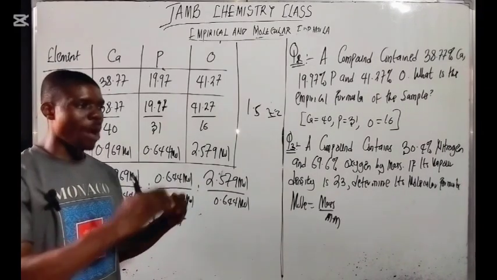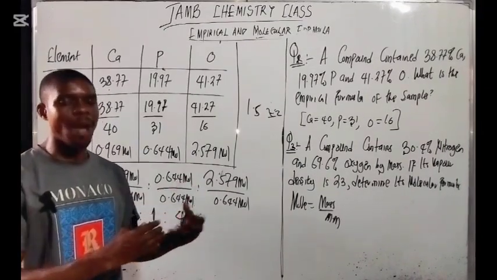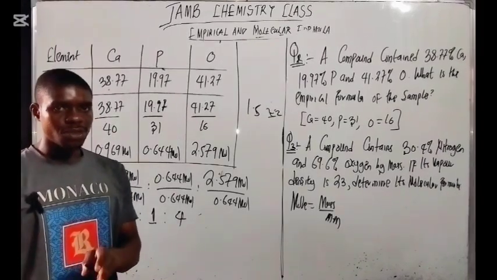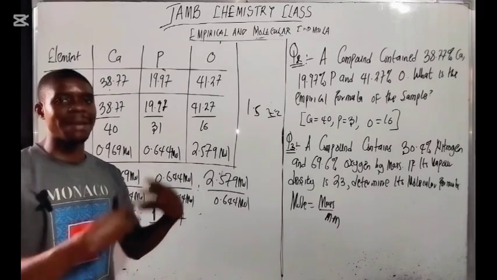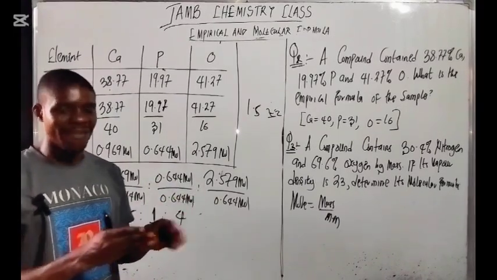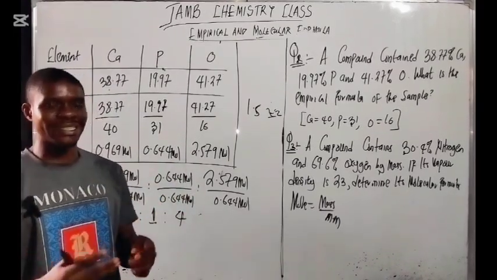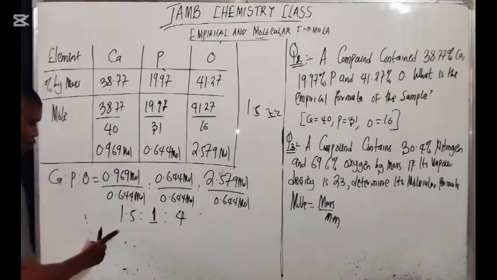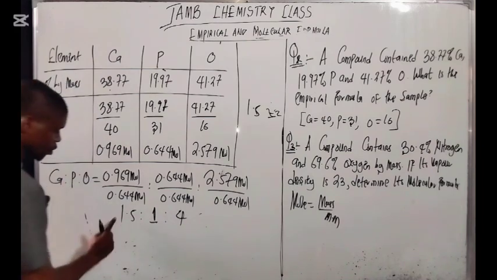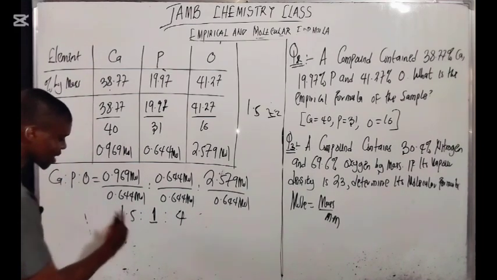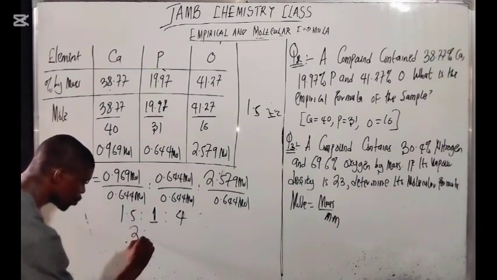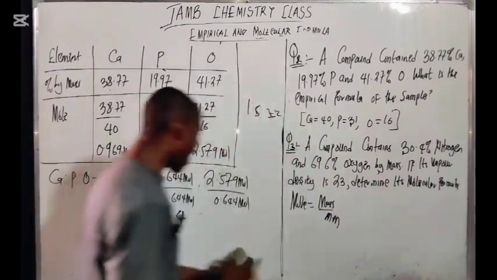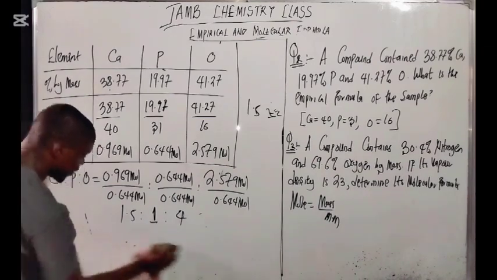So when you have 1.4, you multiply by 2. When you have 1.5, you multiply by 2. When you have 1.6, you multiply by 3. So when you have something like this, 1.5, you don't say it is now 2 ratio 1 ratio 4. No, you fail it. Whenever you have 1.5 as one of the ratios, you multiply by 2.